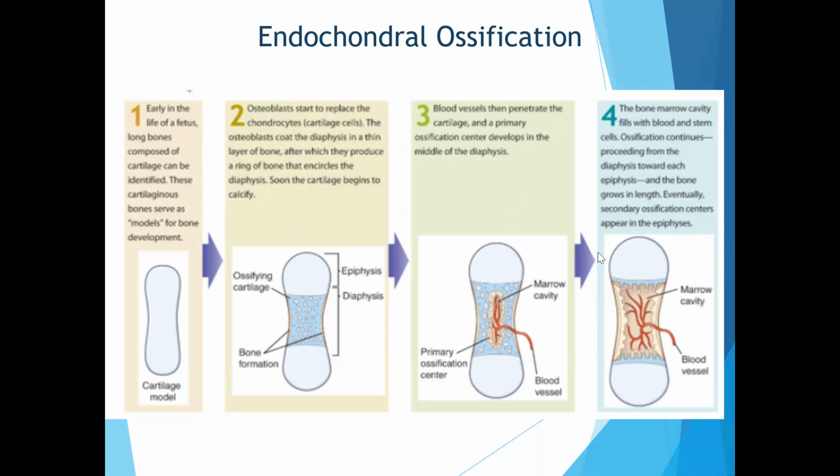So, quick summary: we have a cartilage model or framework. The osteoblasts start to replace our chondrocytes and start laying down bone in the diaphysis. The blood vessel penetrates. We start to concentrate our osteoblasts and bone formation around those blood vessels. That's our primary ossification center. It starts to spread out through the diaphysis, it gets longer, and eventually it reaches the epiphysis, which is our secondary ossification center.